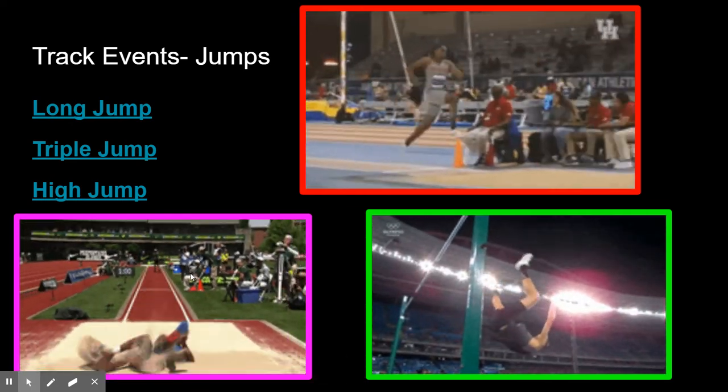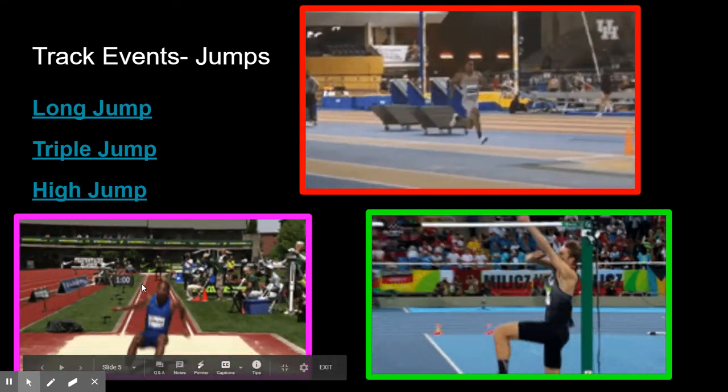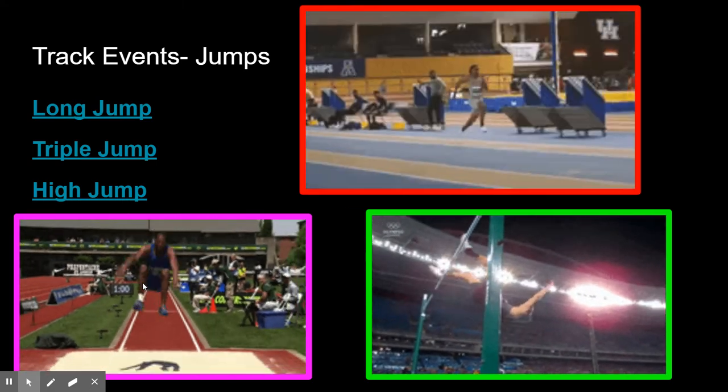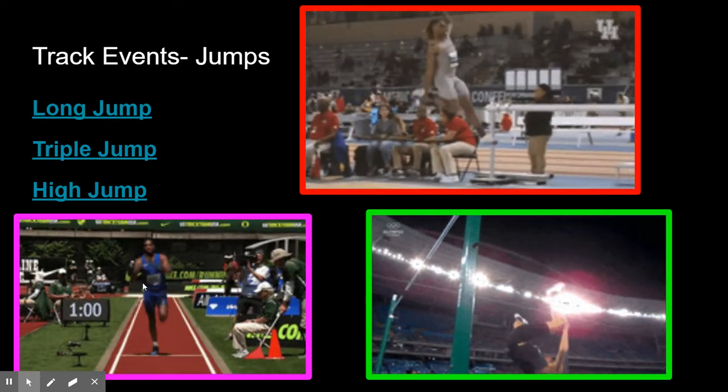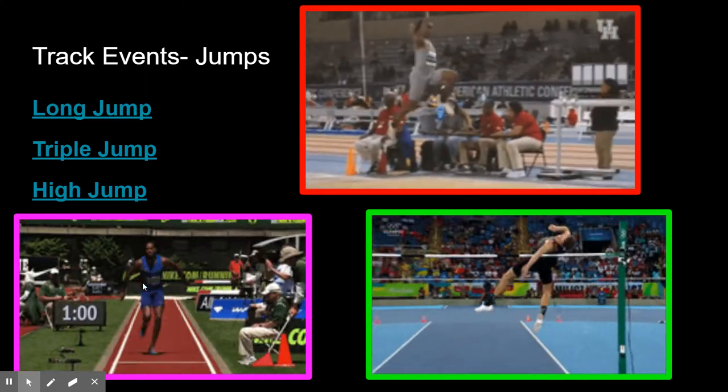Down here at the bottom, we have the triple jump, which is the hop, skip, and jump. You'll notice this guy here as he's running down. When he gets to the line, he takes a hop, right foot to right foot, then a big step to his left foot, and then jumps into the sand pit for distance.